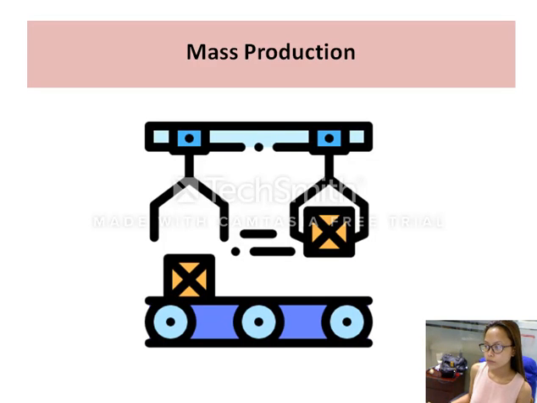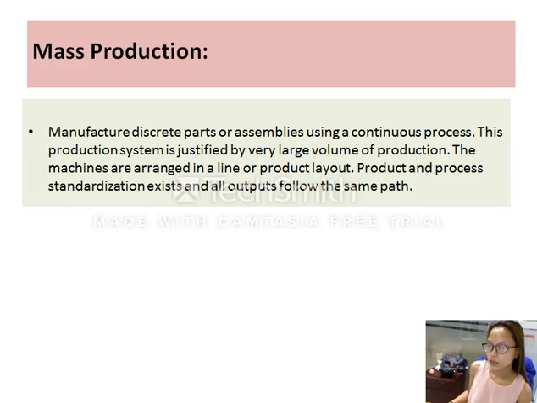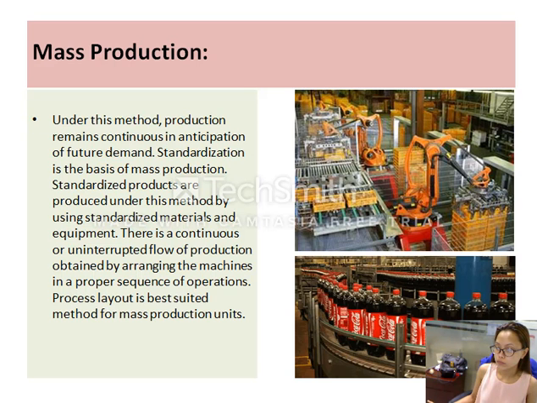Mass production. Manufacture of discrete parts or assemblies using a continuous process. This production system is justified by a very large volume of production. The machines are arranged in a line or product layout. Product and process standardization exist and all outputs follow the same path. Under this method, production remains continuous in anticipation of future demand.